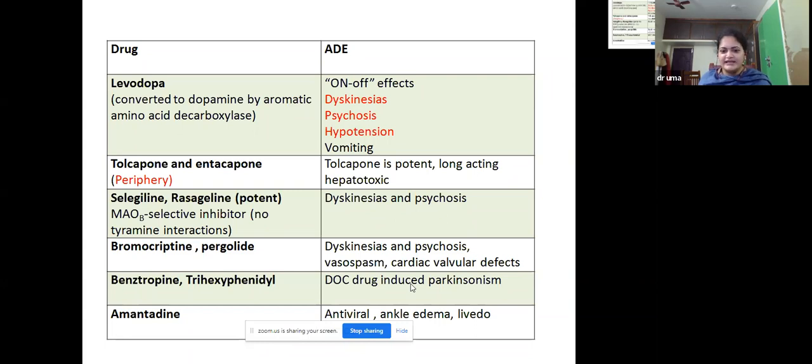Bromocriptine and pergolide produce dyskinesias and psychosis. Because of the ergot action, they cause vasospasm and cardiac valvular defects. Benztropine and trihexyphenidyl are the drugs of choice in drug-induced Parkinsonism. Amantadine is an antiviral drug which is used for influenza infections. It produces ankle edema and livedo reticularis as its side effects. Livedo reticularis.